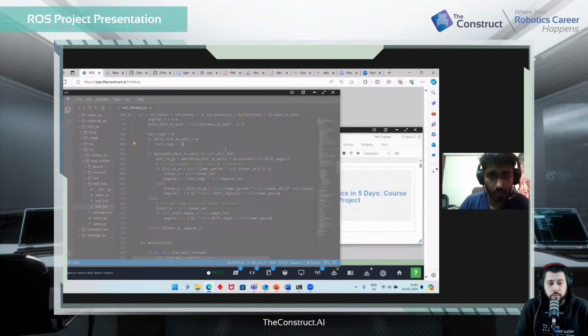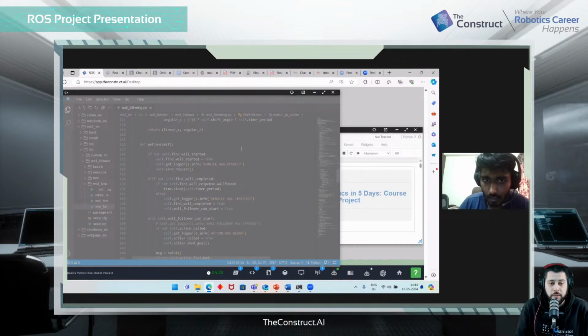Okay, so then the motion one is what? If the motion to center is the one to keep the minimum distance from the wall, which was 25 centimeters, then what is this motion method?